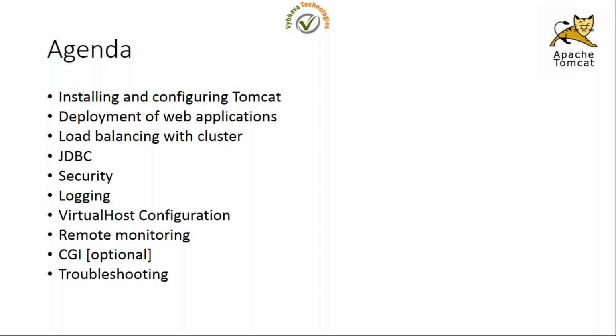Then how do we monitor the application running on top of Tomcat? And CGI, just briefly because it is optional, and troubleshooting different aspects, which we are going to discuss in a couple of situations and scenarios on the troubleshooting part. So this is what I thought could be the overall content which I can take up as a section. So do you think this is sufficient, or do you find something is missing in this?